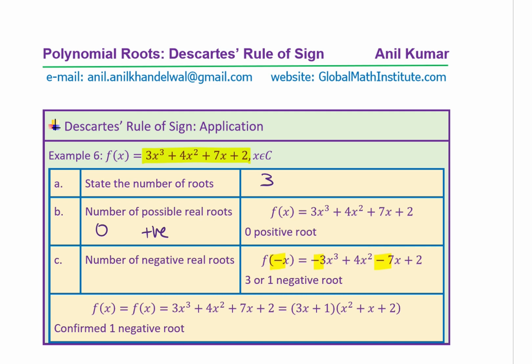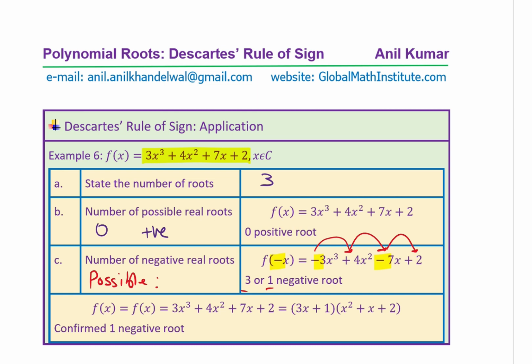Now, let's count the change in sign. It changes once, again, and then again. So there are 3 sign changes. It means the possible number of negative roots could be 3 or 1. 2 less, clearly, 2 less. So we have possible solutions, which is 3 or 1. But there are no positive solutions.